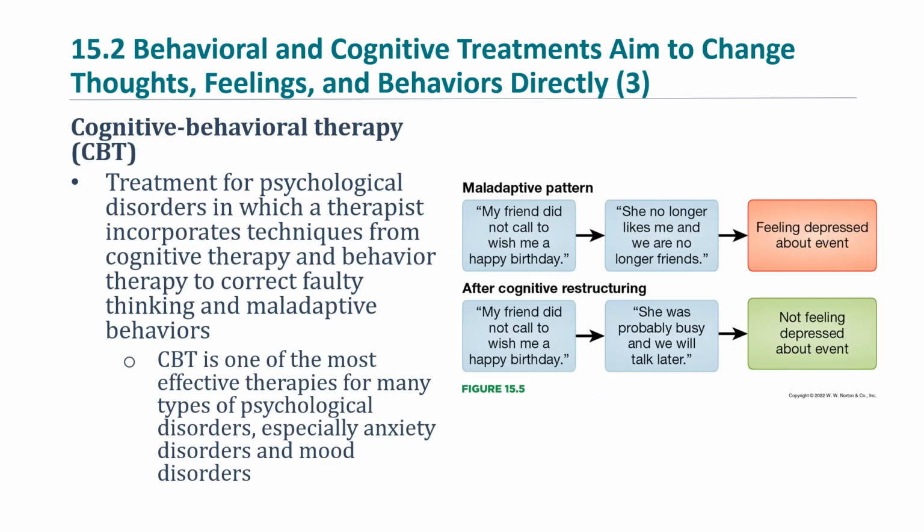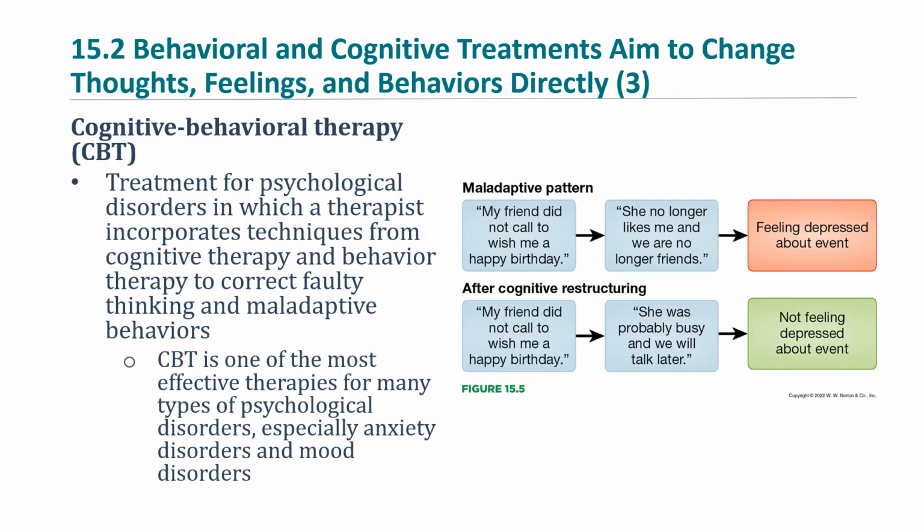So here's an example of cognitive restructuring from your book, shown on the screen. A maladaptive pattern is: my friend did not call me to wish me a happy birthday. And so the person immediately has this thought, oh, she no longer likes me and we are no longer friends. And then this causes them to feel depressed about the event. And this is pretty common, where a lot of people will make these negative assumptions based on some event that happened.